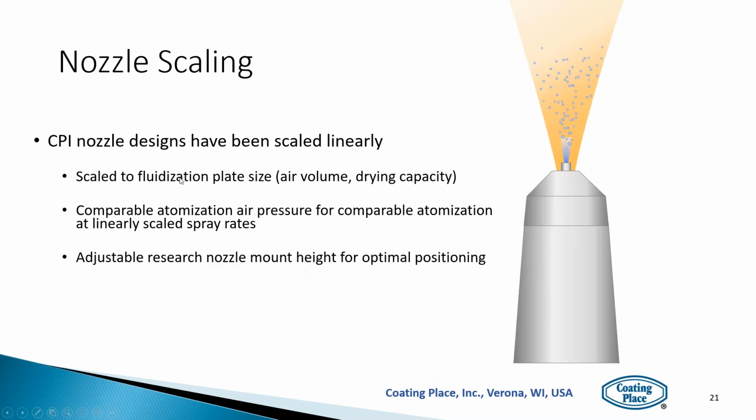Nozzle scaling at CPI, we scale to the fluidization plate size. So if we have a CPI 6 nozzle, it's designed for a 6-inch plate. Our 2 nozzle has been around a long time, but it's actually scaled for an 18-inch plate. But if you scale the airflow on matching air differential plates, basically when you scale the spray appropriately, the same pressure gives approximately the same droplet size. So you have a comparable sort of atomization stress associated with the process at the various scales.